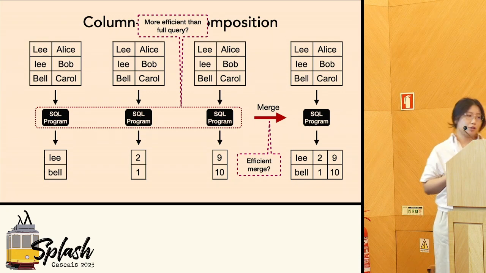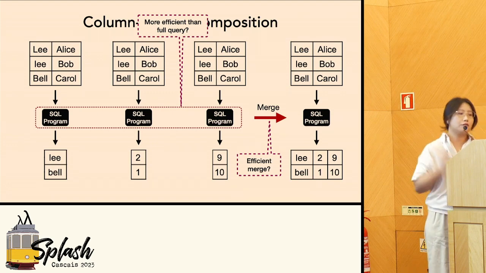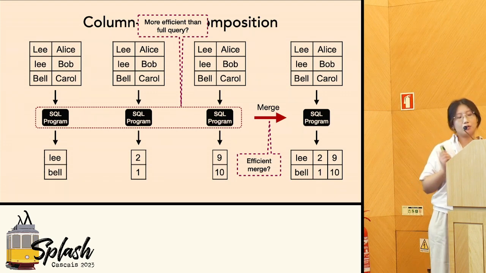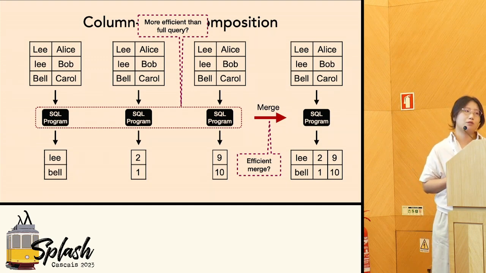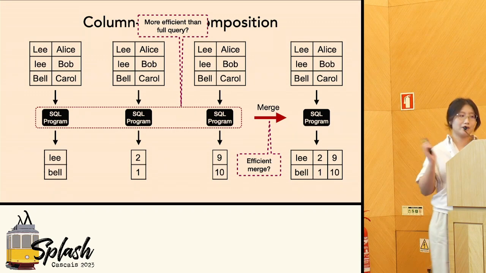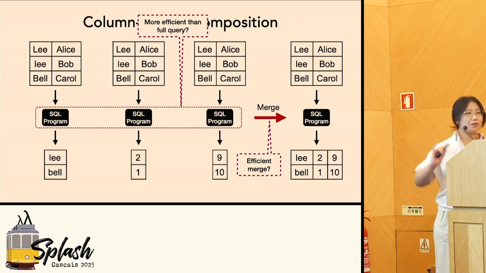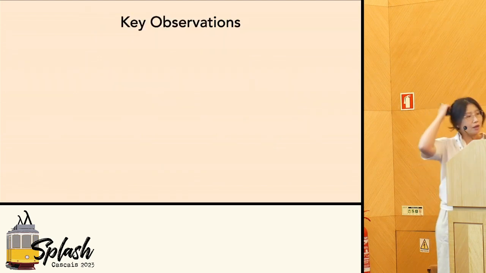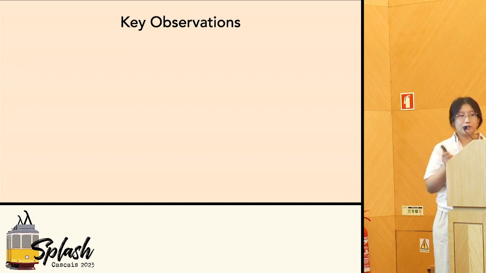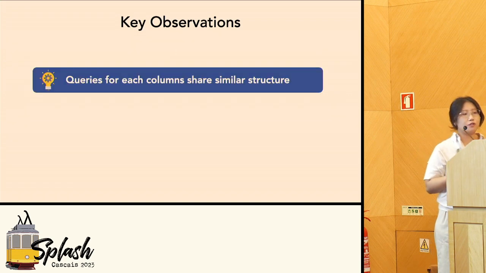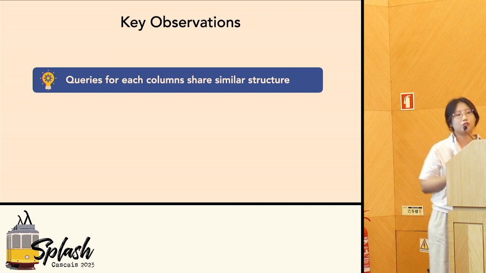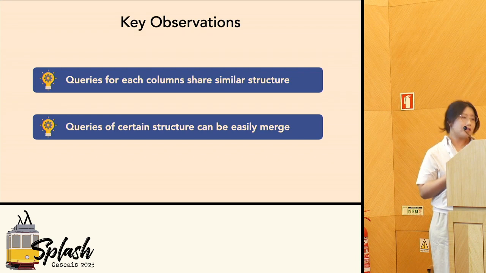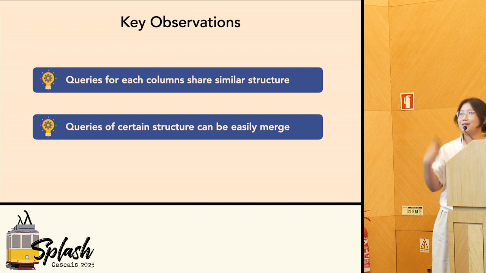In order for this approach to make sense, there are key things that we need to verify to be true. First, synthesizing each single-column query should be much more efficient than synthesizing the full program query. And second, merging them must be really efficient. So are these things true? Of course, but they are true based on two key observations. First, queries for individual columns of the output often share a very similar structure. And second, queries that share a similar structure can be easily merged.